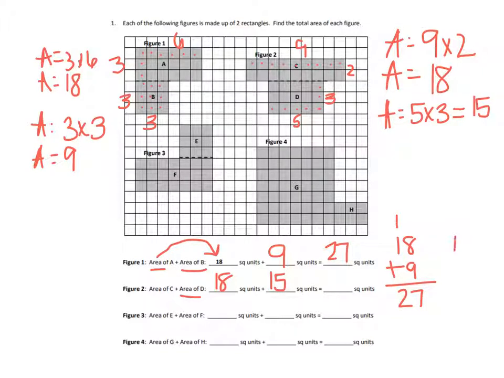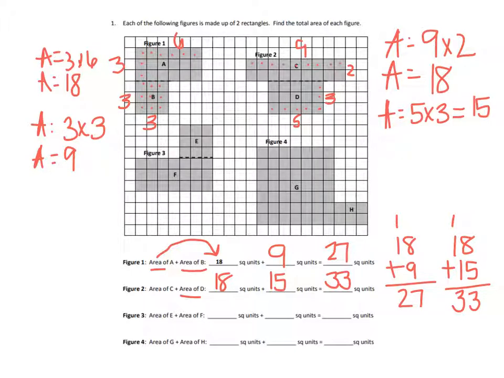So now I need to take 18 and I need to add 15. 8 plus 5 is 13. I'm going to write the 3 and carry the 1. 1 plus 1 is 2. 2 plus 1 is 3. So that means that the total area is 33 square units. Let's take a look at figure 3.